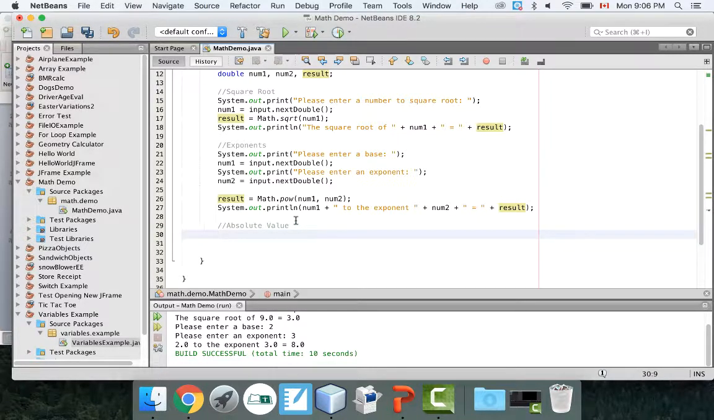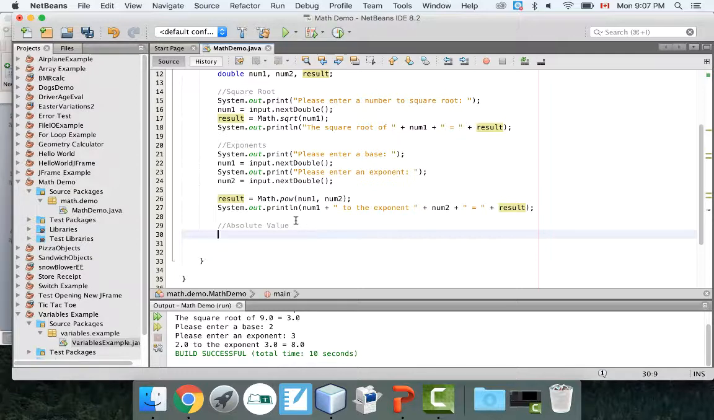It's used a lot of times in physics and stuff like that, where I want to know the distance between 2 points, but I don't really care which point's on the left side and which point's on the right side in terms of a number line. We just care about the quantity between them, the space between them.